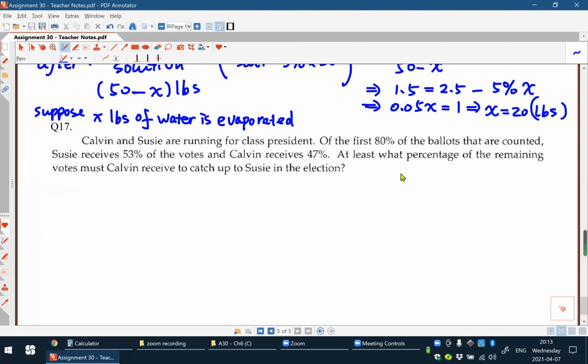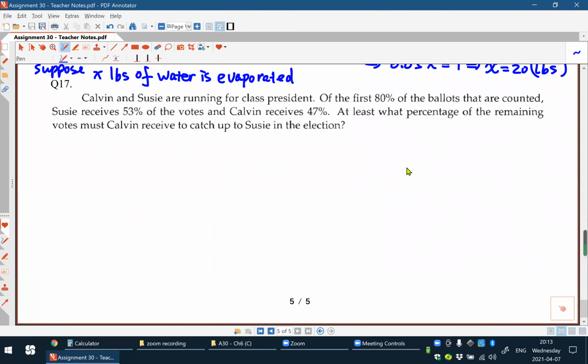No questions? Okay, let's see the last one. Calvin and Susie are running for class president. Of the first 80% of the ballots that are counted, Susie receives 53% of the votes, and Calvin receives 47%. At least what percentage of the remaining votes must Calvin receive to catch up to Susie in the election? Okay, suppose here we don't know the total number of students in the class, right? So it's better to use a letter to denote the total number of students there.